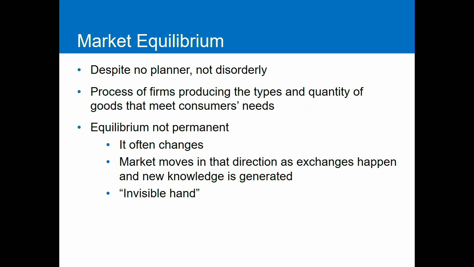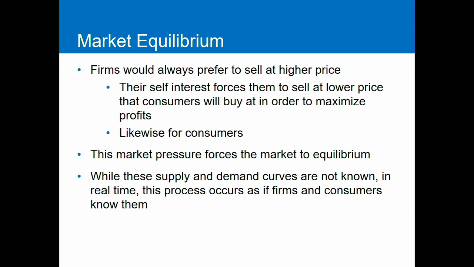It's called the invisible hand because there's no actual evidence of this, but it appears as if buyers and sellers are almost working together, trying to determine what to buy, how much to buy, and all that. Obviously firms would always prefer to sell these goods at a higher price. They always want to make more money. But their self-interest forces them to sell at a lower price than what they would prefer, so that consumers would actually buy the good and they can maximize their profits.